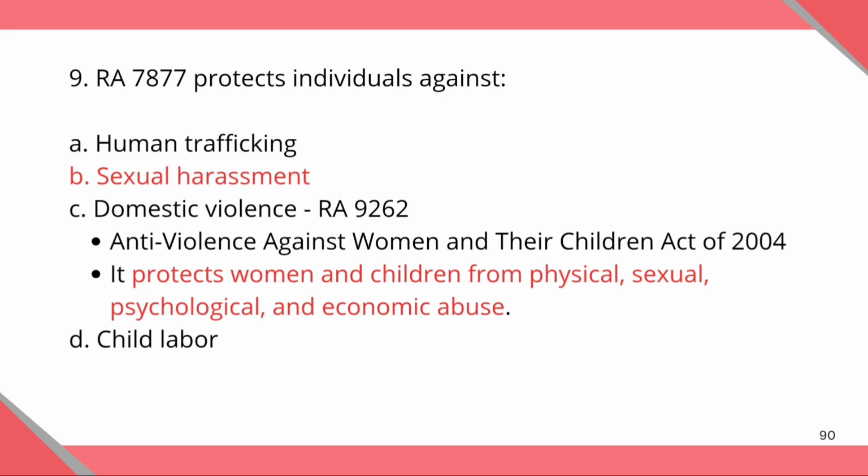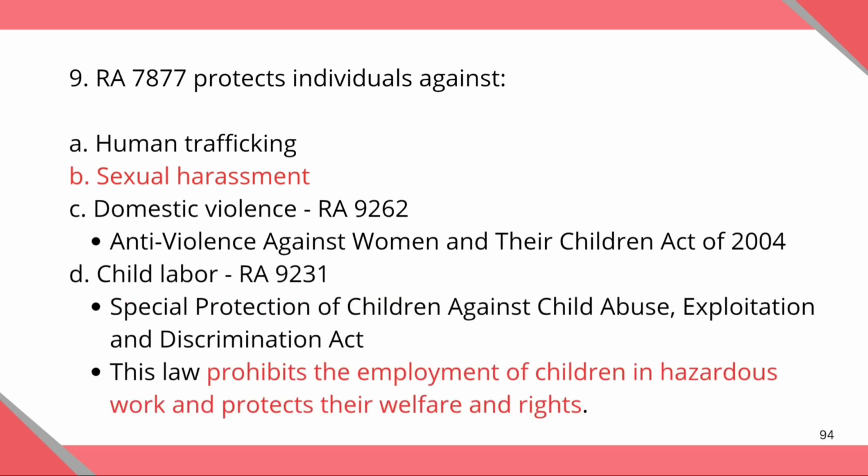While domestic violence is covered under Republic Act 9262 or the Anti-Violence Against Women and Their Children Act of 2004, it protects women and children from physical, sexual, psychological, and economic abuse. The child labor is covered under Republic Act 9231 or the Special Protection of Children Against Child Abuse, Exploitation and Discrimination Act. This law prohibits the employment of children in hazardous work and protects their welfare and rights.